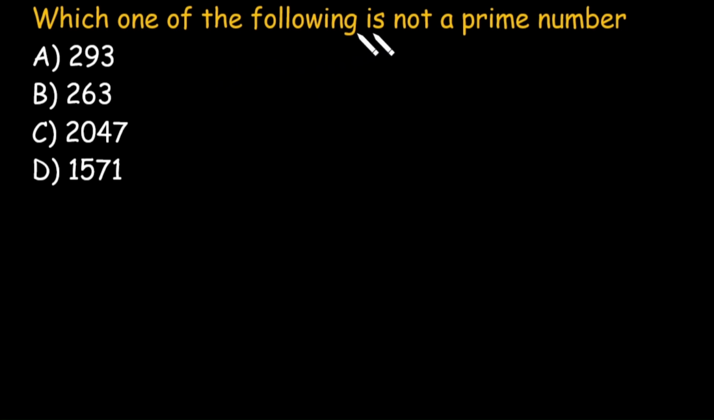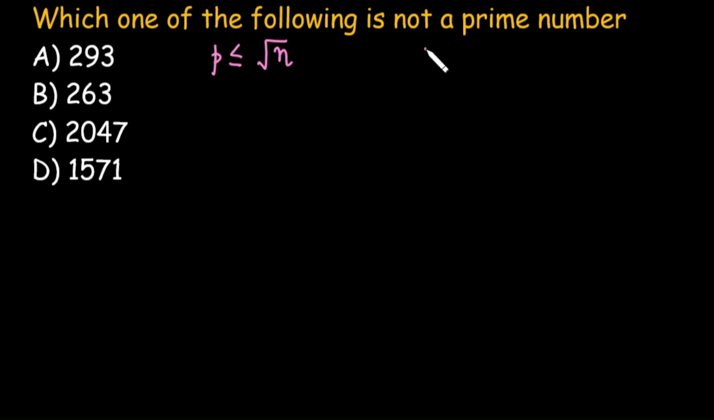Next is, which one of the following is not a prime number? To identify whether a number is prime or not, we have one result. If we have any number, take the square root of that number and find the primes less than or equal to that square root. After that, if any prime divides the original number, it means it is not a prime number.